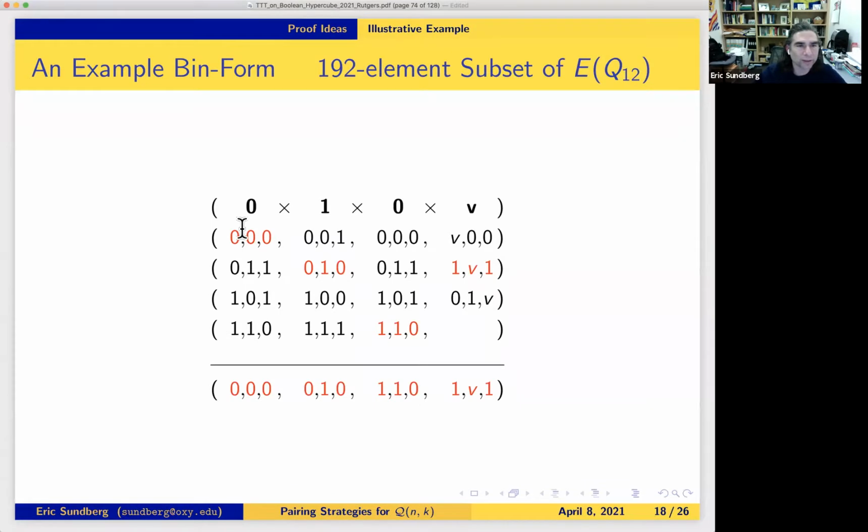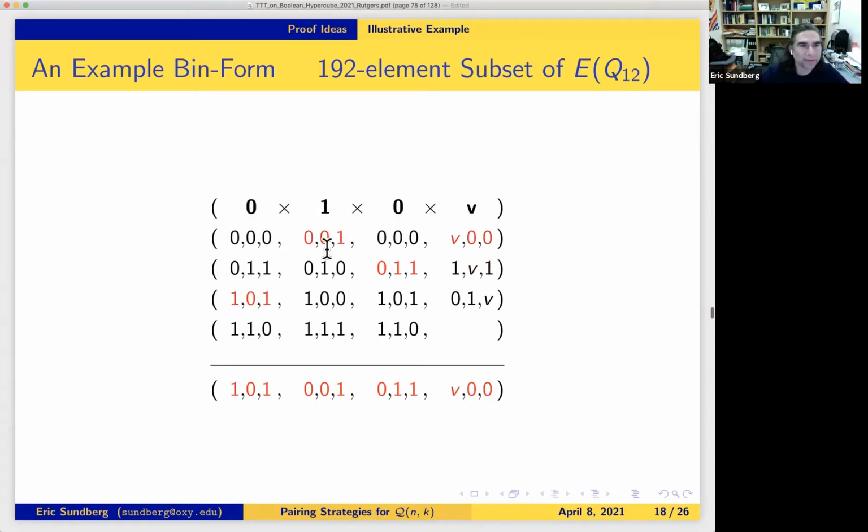We could use our first choice here, second choice here, fourth choice here, second choice there. That was just kind of arbitrary. And we get this edge down here. It's a length 12 vector with exactly 1 V. So that's an edge inside of Q12. And that edge is inside of this Cartesian product set.